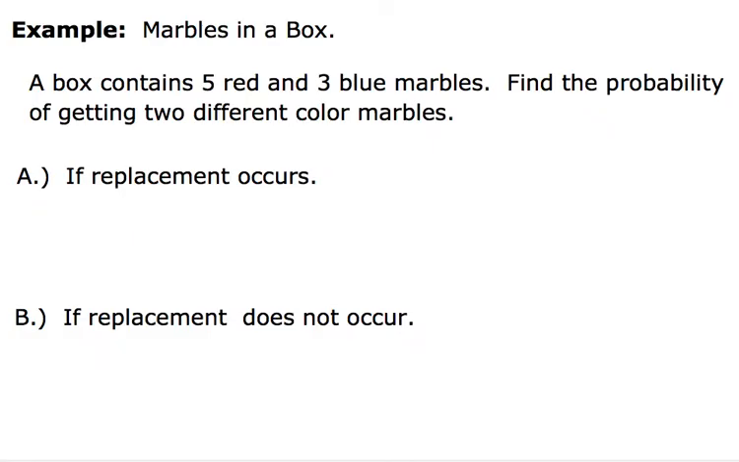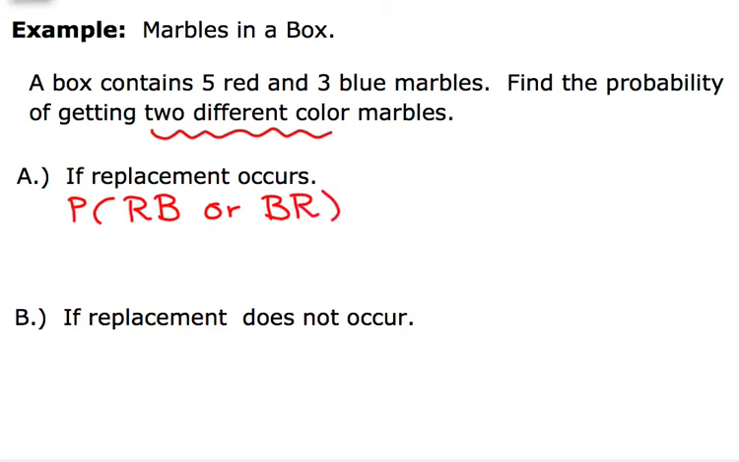All right, let's move on to this problem. A box contains 5 red and 3 blue marbles. Find the probability of getting 2 different colors. So let's assume first that we replace the marble. So we grab a marble and then we put it back in. So probability of getting a red and then a blue, or probability of getting a blue then a red.